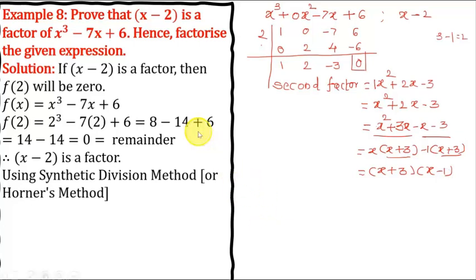And overall, the factor of this given polynomial, we can write it like this: x cube minus 7x plus 6, and that's equals to, first is x minus 2, second is x minus 1, and third is x plus 3. Okay.